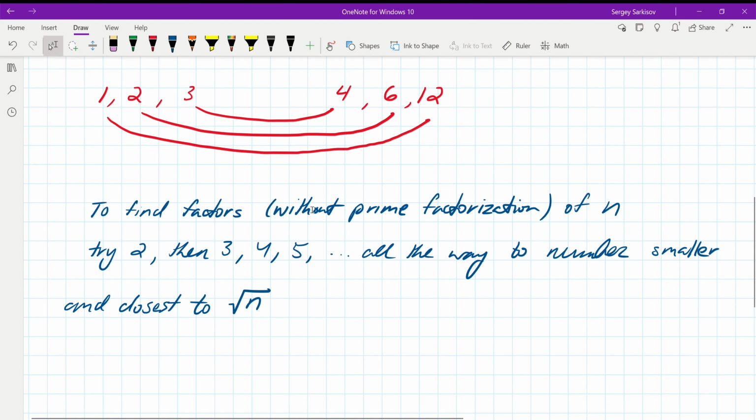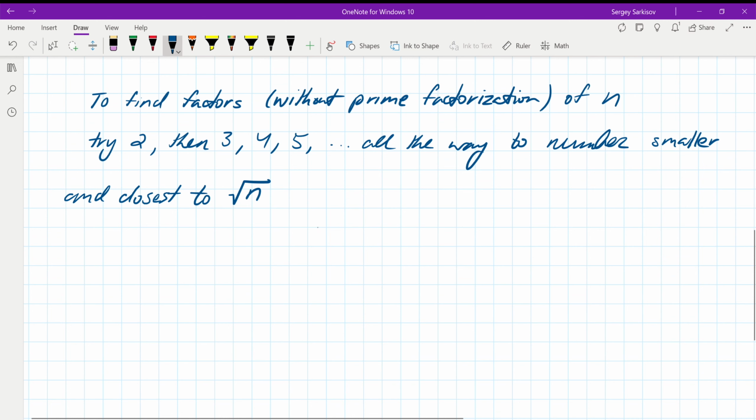So let me show you something that has a square root, something a little bit more involved. 6 squared, because 6 has a 2 and a 3. So n equals 36. Let's find the factors of n equals 36, just a little example. Let me show you where I'm going with this.